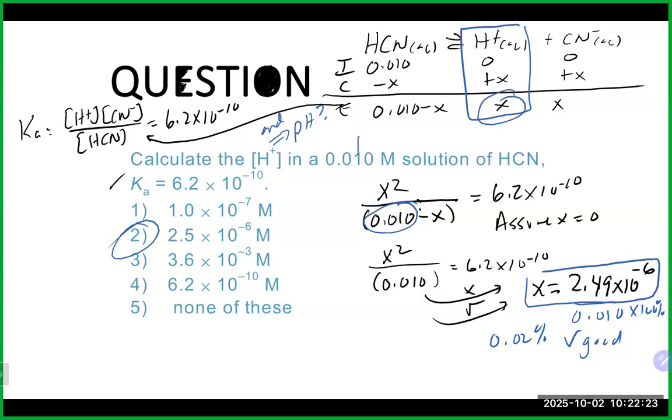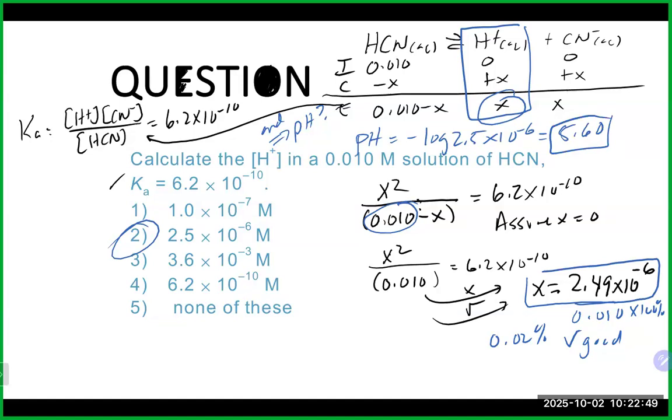And that also means that our pH here would be negative log of 2.5 times 10 to the minus 6. And that would get us something like 5.60 here in terms of our pH. Any questions on that one there?